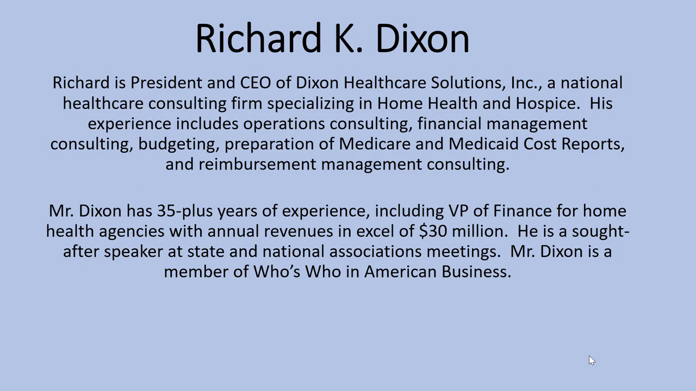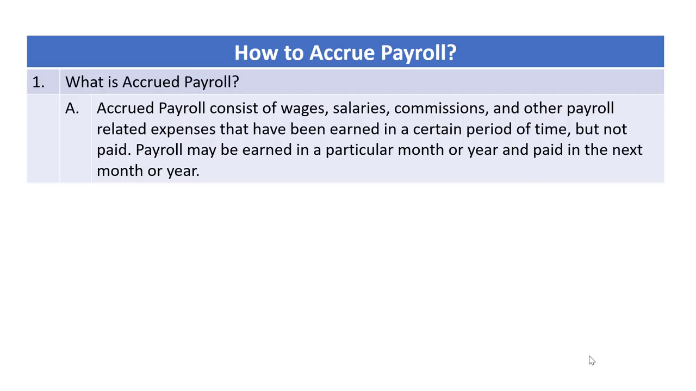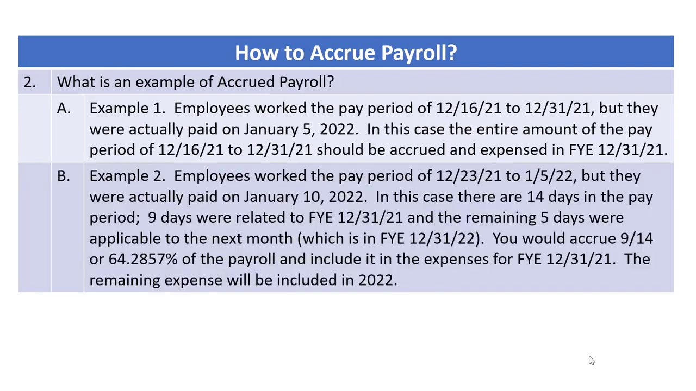Today we will cover how to accrue payroll. First, what is accrued payroll? Accrued payroll consists of wages, salaries, commissions, and other payroll-related expenses that have been earned in a certain period of time but not paid. Payroll may be earned in one particular month or year and paid in the next month or year. What is an example of accrued payroll?